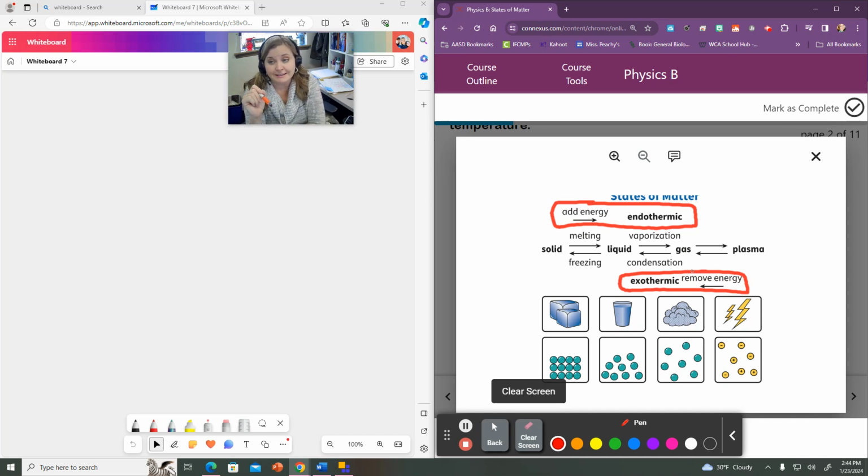So does it need energy to get it going? Well, if I'm melting ice, I definitely have to add heat, right? That's why it's endothermic. But if I'm taking liquid water and I have to freeze it, I have to remove some of the heat from the water in order for the molecules to move slower and be able to solidify, and so that's considered exothermic. So hopefully that helps explain that concept to you.